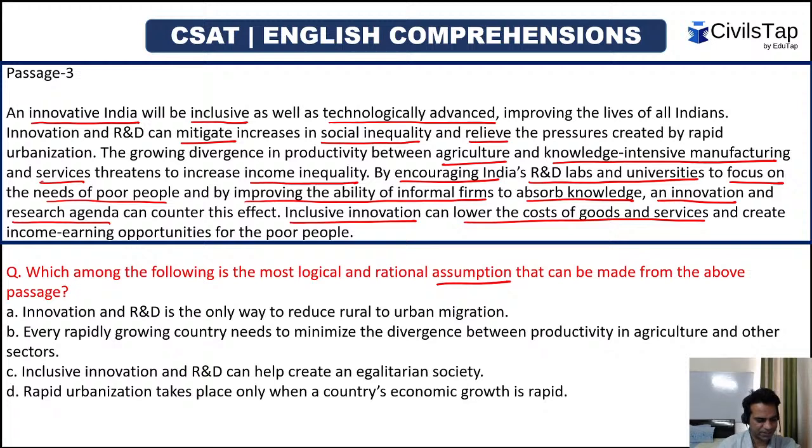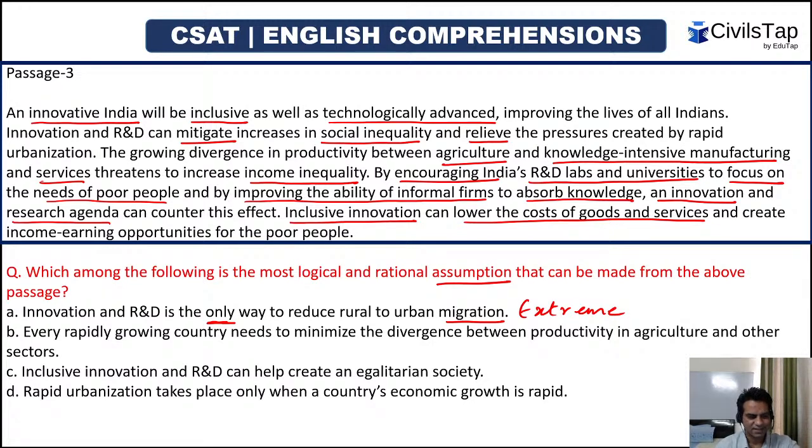Thank you, Harsh. That's what I said. All right, so let's read the options, guys. Innovation and R&D is the only way to reduce rural-urban migration. Guys, I told you to look at the extreme options. Extreme options are always incorrect. Is it the only way to reduce rural-urban migration?